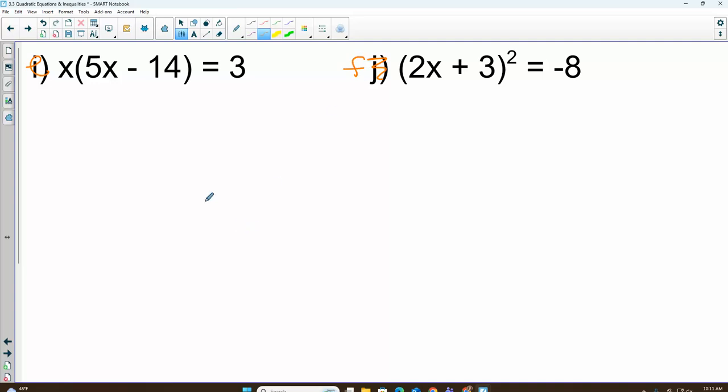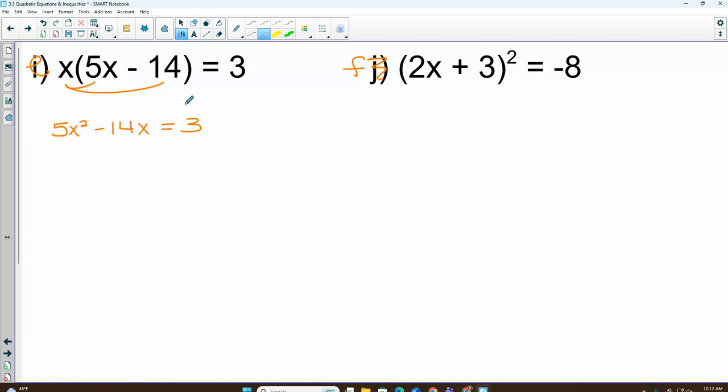Let's do 2 more. On E, can I just square root and get my x by itself? No, because I have x times things. So I have to first multiply it out. So I get 5x squared minus 14x equals 3. Then what?